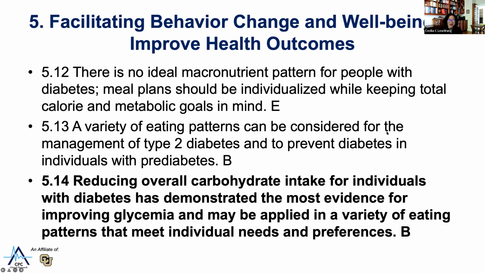And so I pulled out a few of the recommendations. These are straight out of the standards. In this section 5, they reiterate that there's no ideal macronutrient pattern for people with diabetes, and so these meal plans should be individualized. There's a lot of different eating patterns that can be considered for the management of type 2 diabetes and to prevent diabetes in people with prediabetes. But they also have this last recommendation, which is that reducing the overall carb intake for individuals with diabetes has demonstrated the most evidence for improving glycemia. And you can apply this in a variety of different eating patterns that meet individual needs and preferences.